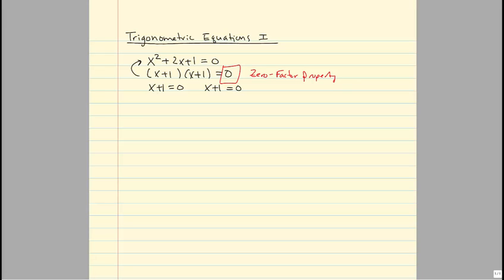And then if we solve from here, I'd subtract 1 from both sides and I'd get x equals -1, and of course the same here. So our solution to this equation would be x equals -1. So that's the zero factor property.